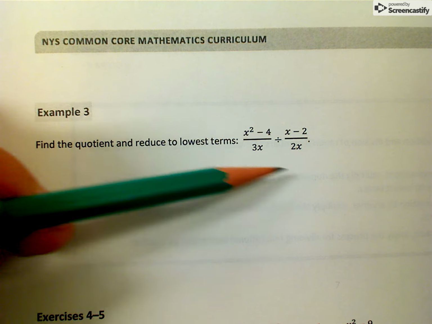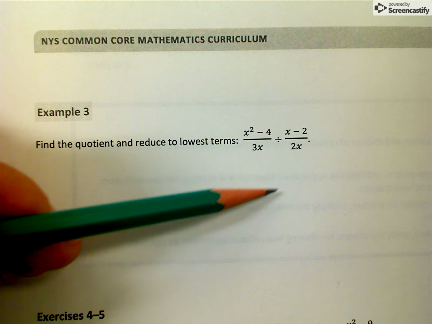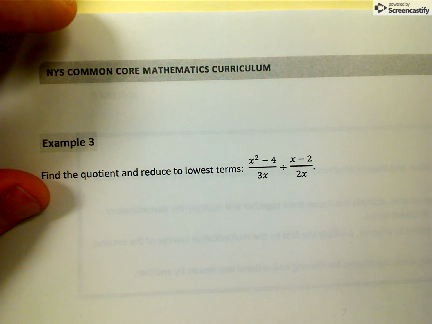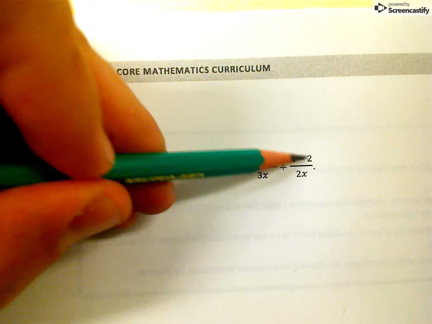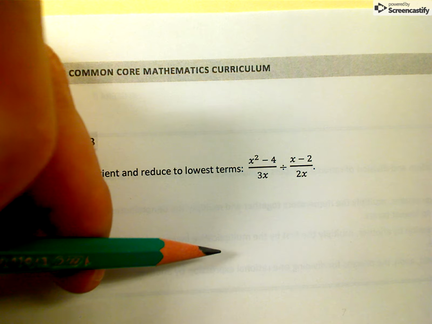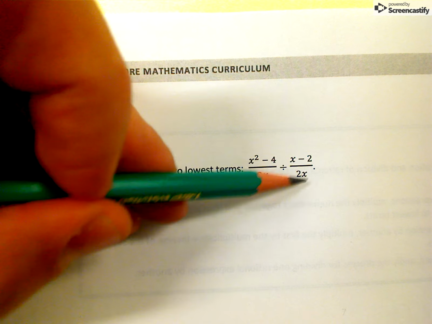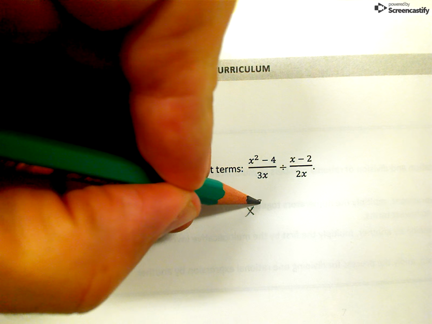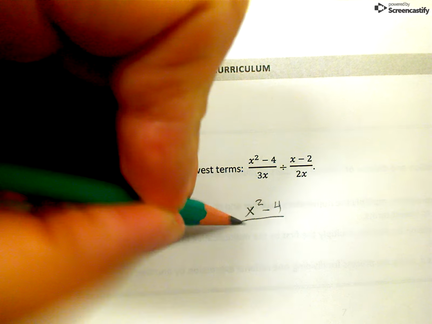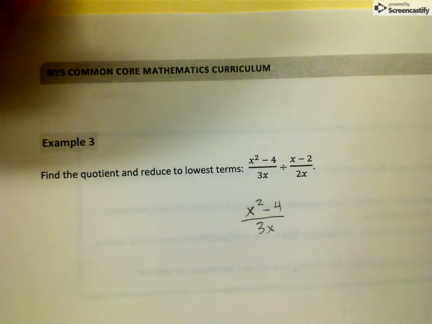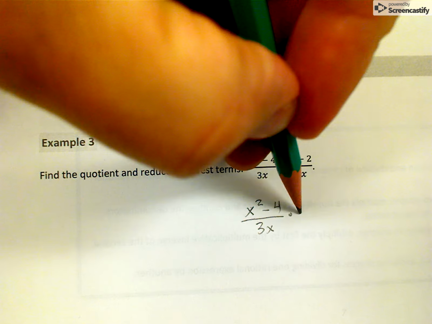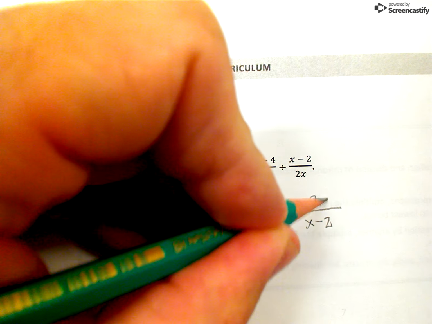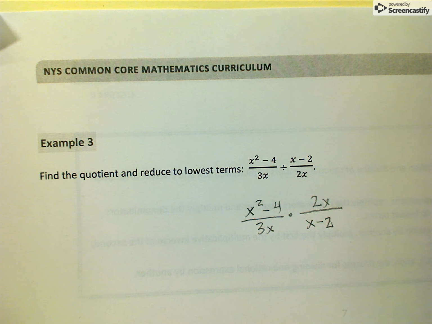Dividing is a lot harder than multiplying, so I like to rewrite my division problems as a multiplication problem, and I can do that just by taking the reciprocal of this divisor. So I'll just take my dividend as it is, and then I'm going to multiply by the reciprocal of the divisor. Here we go, just like that.